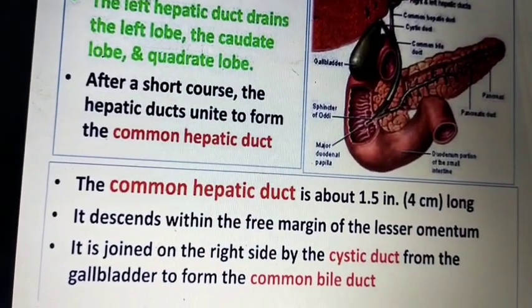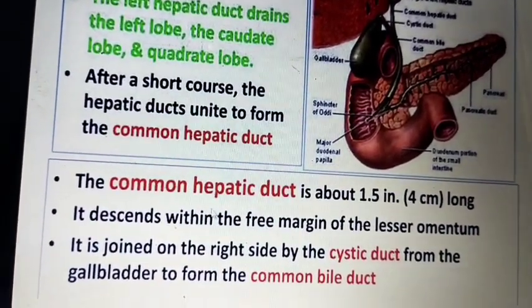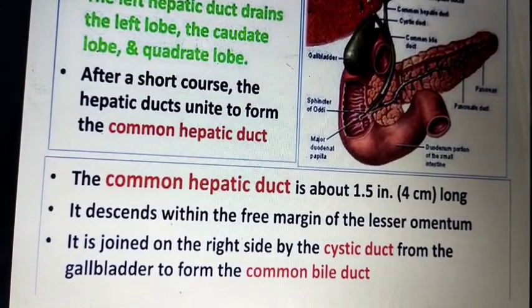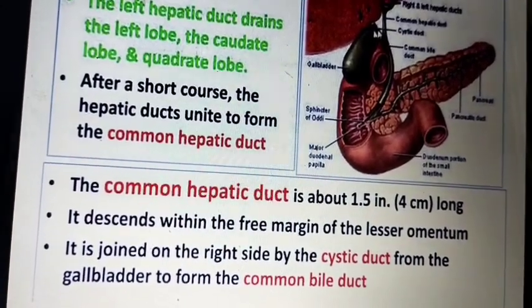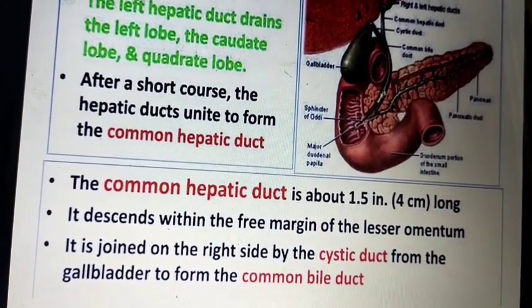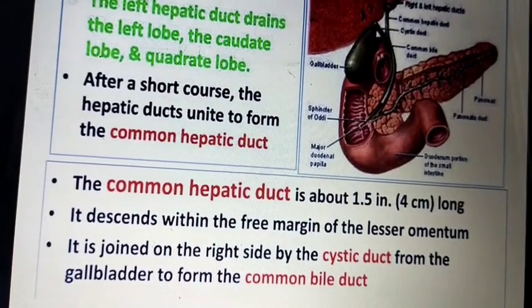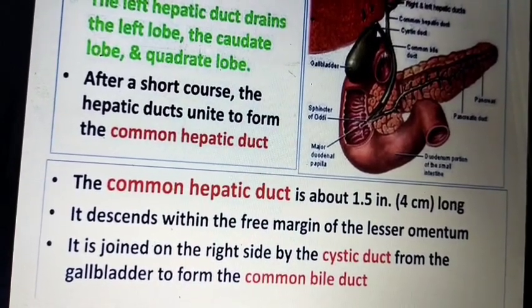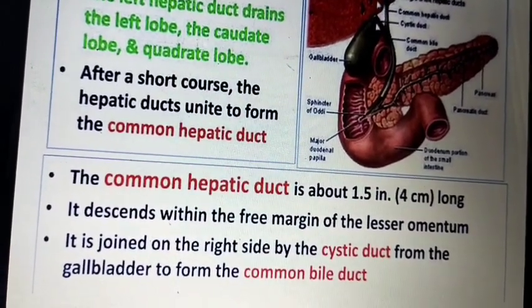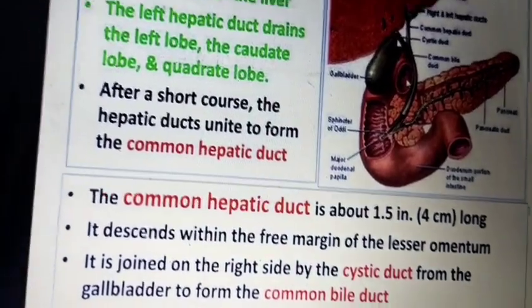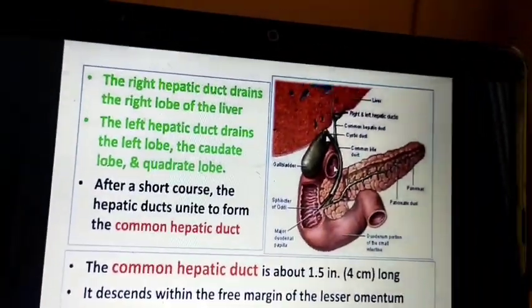Here it is present in the lesser omentum. It descends within the free margin of the lesser omentum. There is one foramen there, and just above that foramen you can make out the common hepatic duct.